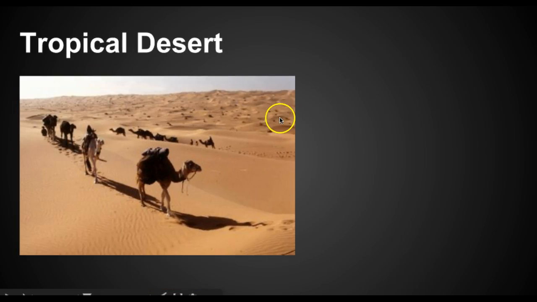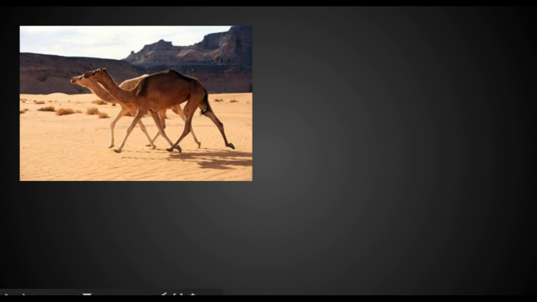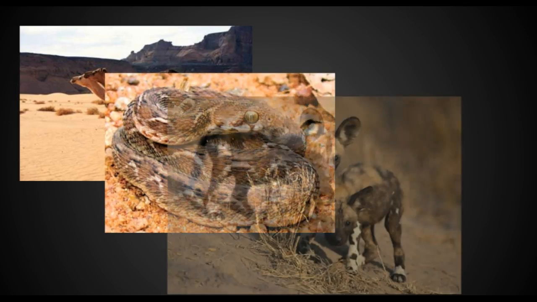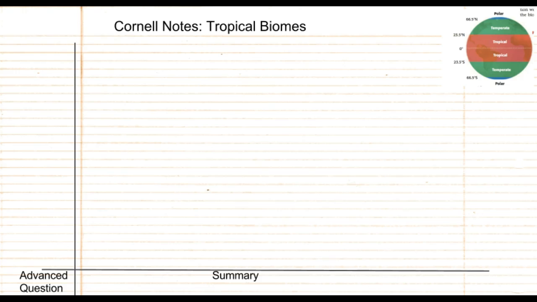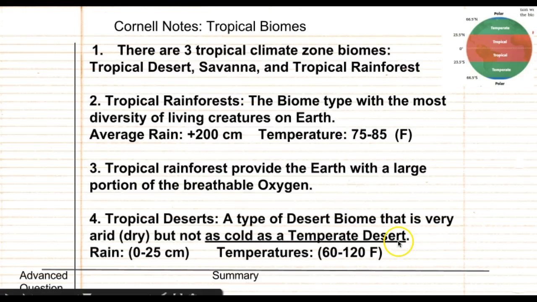So here, as you can see here, this is the Sahara, the biggest tropical desert on Earth. But just like a temperate desert, it's very dry. There's not much water, not much rain. Creatures that live here are things like camels. There's all kinds of species of snakes and hyenas. Okay, let me put this back all the way. Go ahead and finish up the last one here and then make up your question and then move on to the next step. Have a great day.